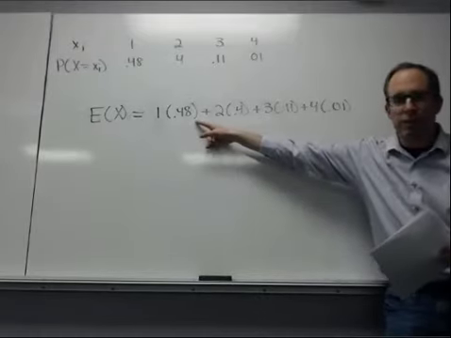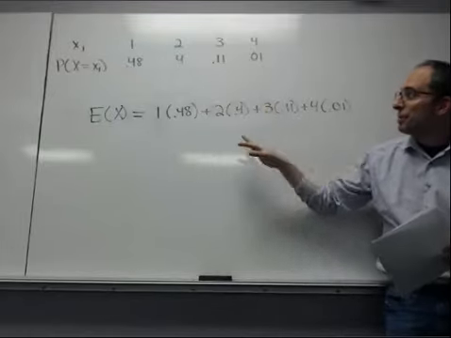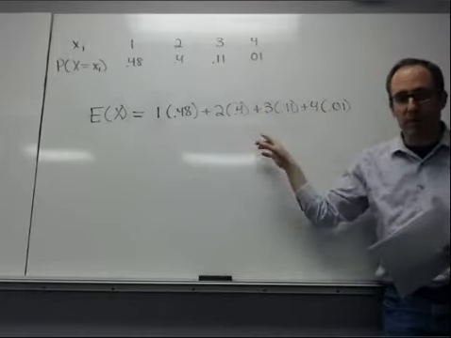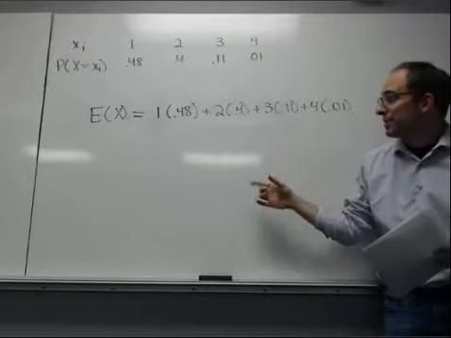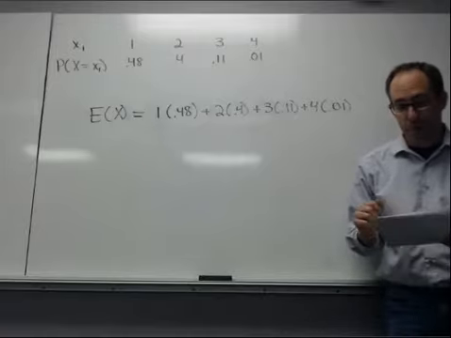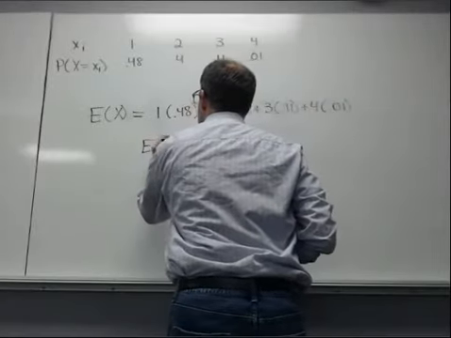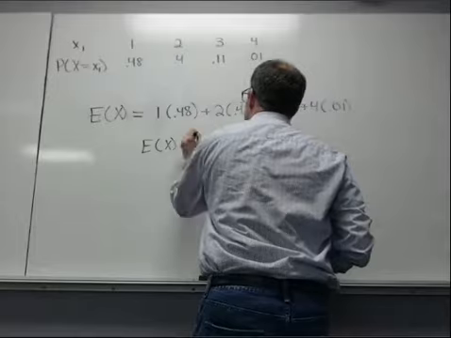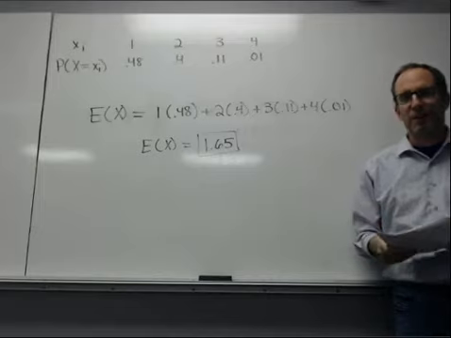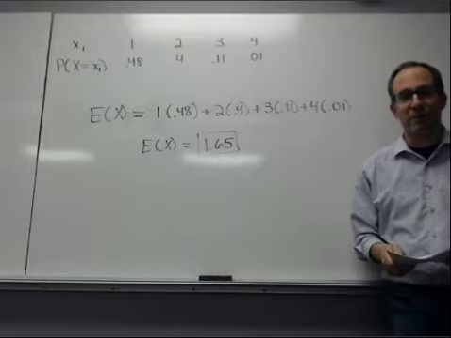The 1 times 0.48 comes from the 1 and the 0.48 in that first column. Then 2 times 0.4, 3 times 0.11, 4 times 0.01. Since all the values inside the parentheses are the respective probabilities related to those possible values of 1, 2, 3, and 4. But then the algebra really isn't too bad. And what you end up with if you simplify this is 1.65. So all those individual products and then add them all together, that's what you should get. So not too bad for the expected value, especially when you only have 4 possible values there.